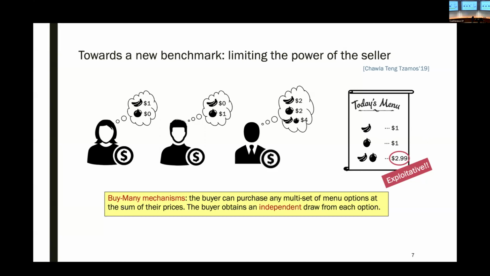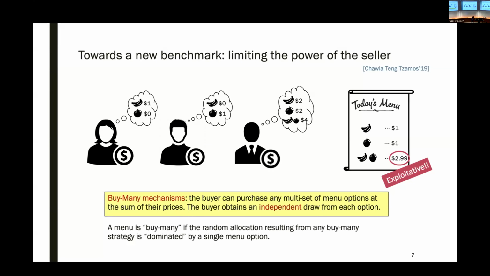Okay, and so a buy-many mechanism would allow that manner of putting together different options on the menu to construct bundles. Okay, and we'll say that a menu is buy-many if these strategies are allowed. And so, effectively the price of this bundle will end up being $2 instead of $3. Okay, that's the idea.